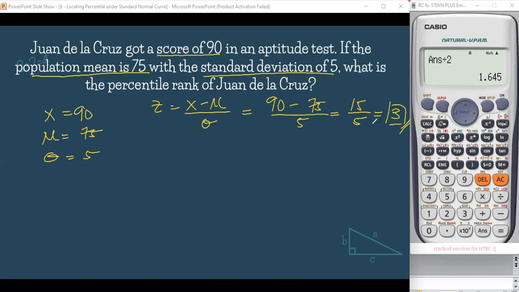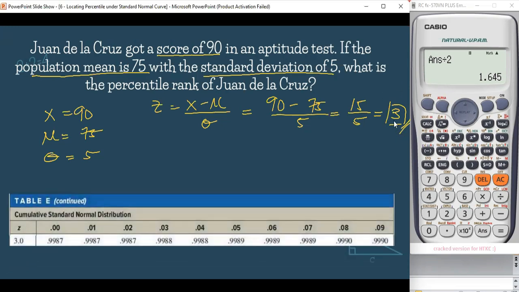Ngayon po, my dear students, si 3, siya po si z-score. In order for us to get the percentile rank, kasi di ba sabi po natin, the percentile rank, the probability, the area, the region, are all referring to the areas under the normal curve. Meaning to say, using our table again, we need to identify kung ano po yung area kay 3. So, si 3 po is si 99.87. Meaning to say, yung percentile rank niya po ni Juan de la Cruz is equal to 0.9987 or 99.87 percentile. So, ito po yung percentile rank niya po.